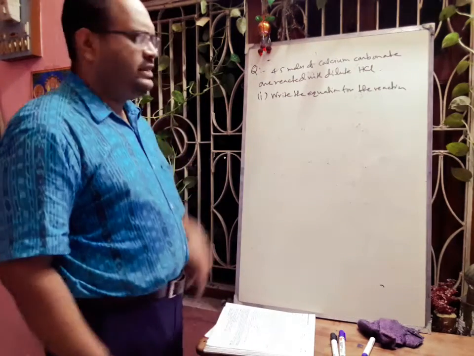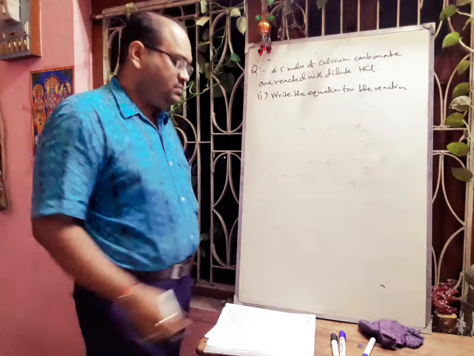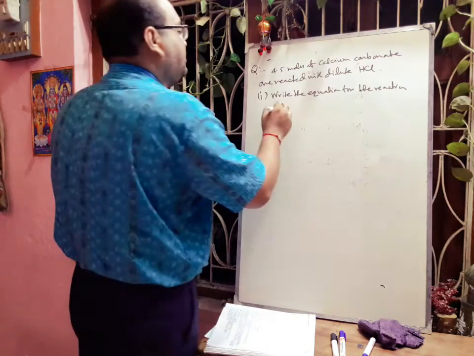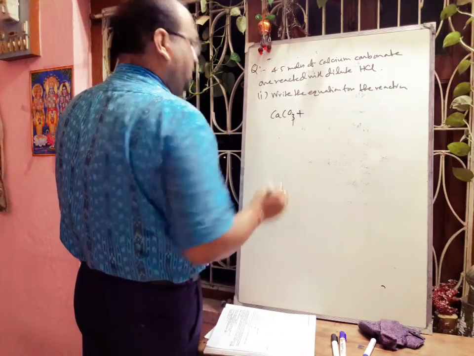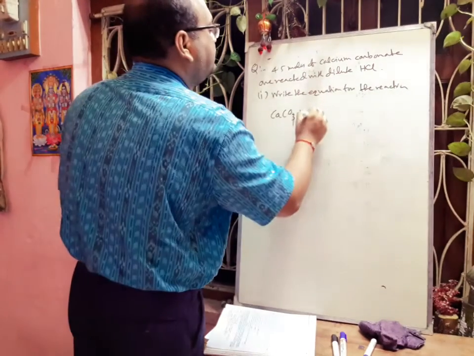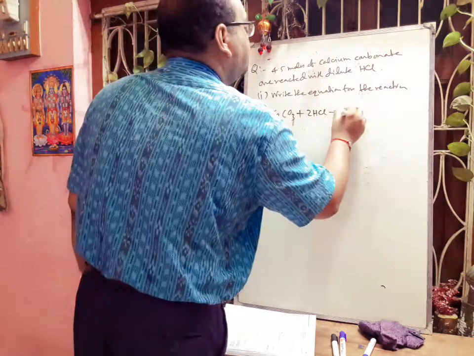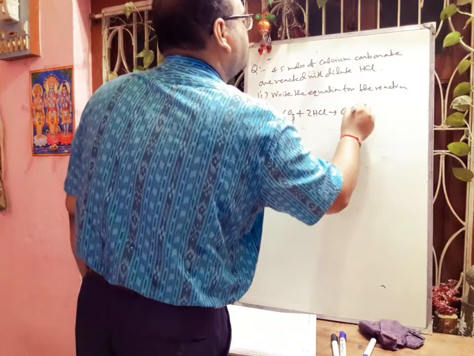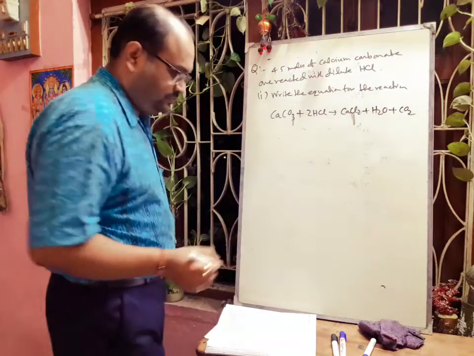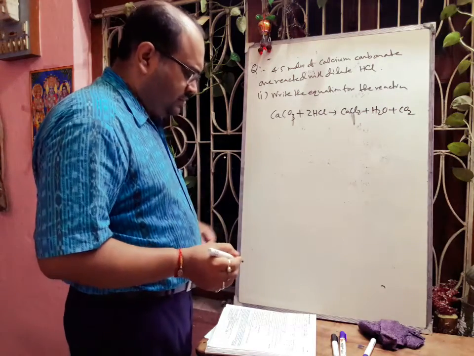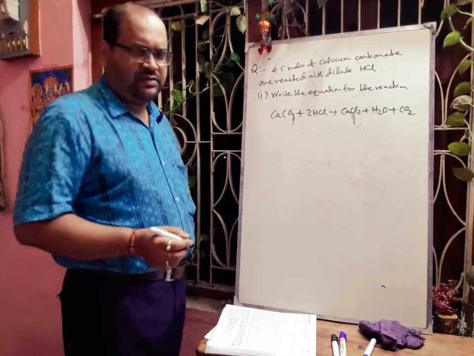So here you have to write the balanced equation. Okay. So calcium carbonate is reacting with HCl, forming calcium chloride plus H2O plus CO2. Now this will be the answer of your first question.